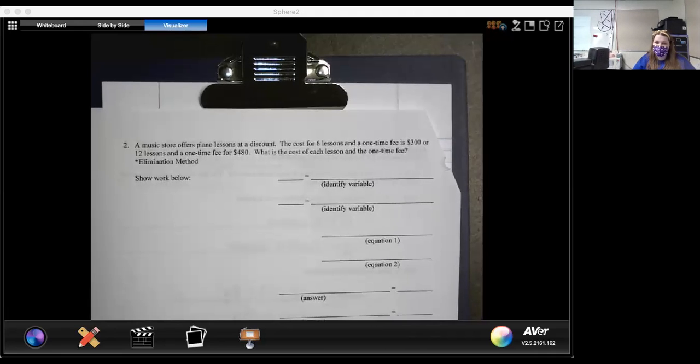Okay, so looking at identifying our variables, the best place to look for that is your question. Your question is asking, what is the cost of each lesson and what is the cost of a one-time fee? So therefore, my first variable is going to be based on that one lesson, or each lesson. What variable do you guys want to pick for that?